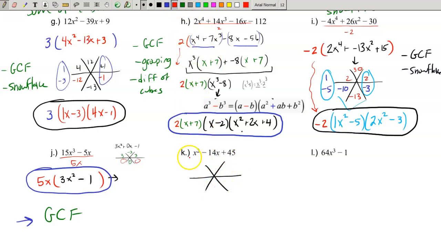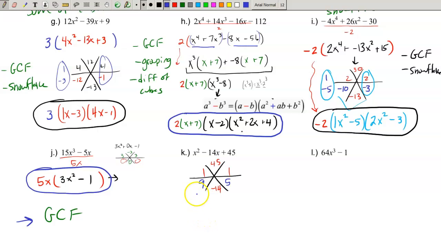I have a trinomial with just the a value of 1. A times c is 45, and the b term is negative 14. So what multiplies up to 45 yet adds up to negative 14? Think about that, it would be 9 and 5. So 9 times 5 is what we're looking at here.